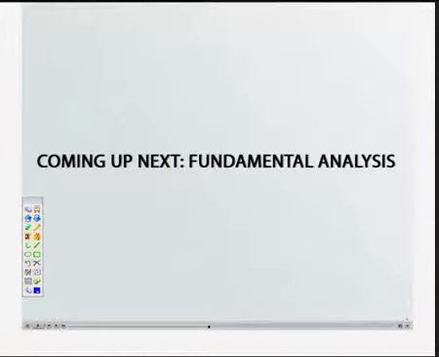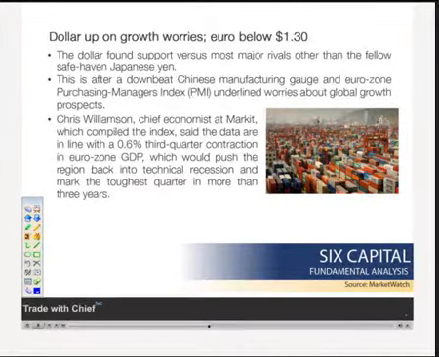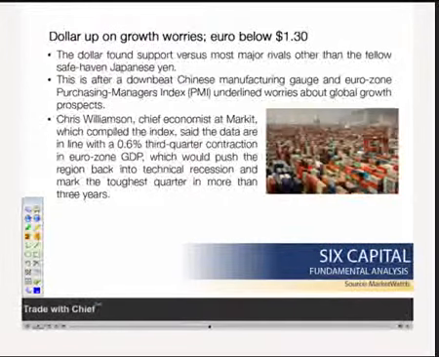Next, we will continue with the fundamental analysis. In today's news, we see the dollar is going up on continued worries about the growth of the world's major economies, with the euro falling below the 130 level. So the dollar found support versus most major rivals other than the fellow safe haven Japanese yen. This is after a downbeat Chinese manufacturing gauge and Eurozone PMI underlined worries about global growth prospects.